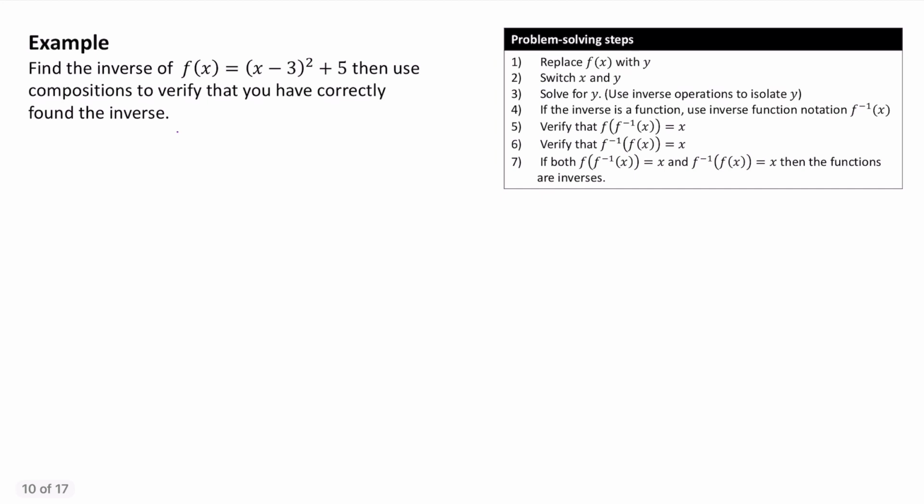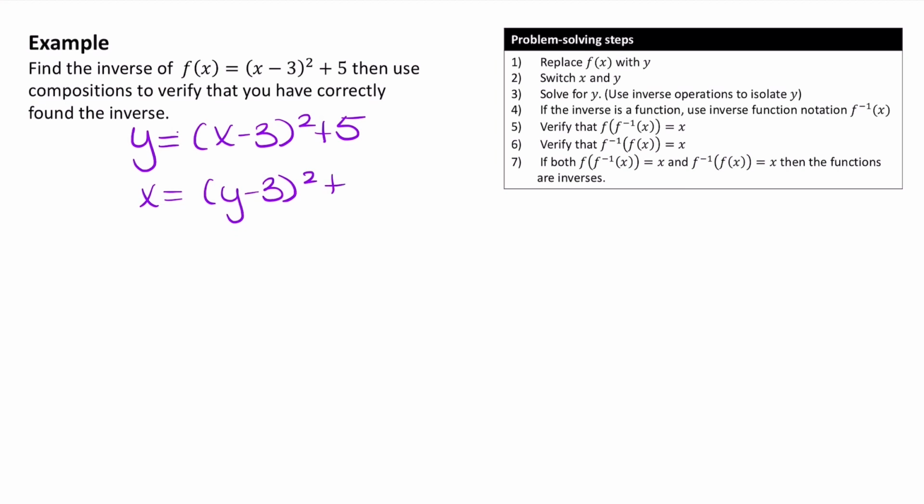So now let's try finding the inverse of f of x equals (x minus 3) squared plus 5, and then use compositions to verify that we've correctly found the inverse. So remember that we start off by replacing f of x with y. So we have y equals (x minus 3) squared plus 5. And now I'm going to switch my x and y. So I have x equals (y minus 3) squared plus 5.